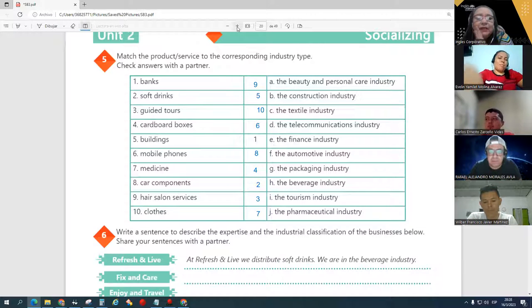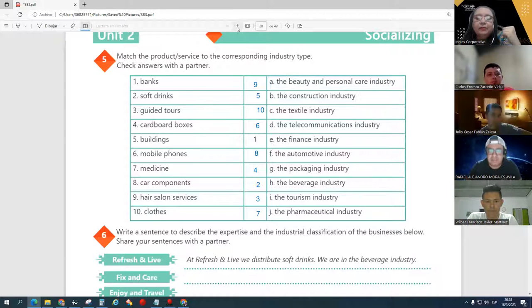Let's see. Number one is done. Number two, what do you think, class? Soft drinks, the beverage industry. That's okay. Yes or no? Yes. What about number three? The tourist industry, guided tours. Yes or no? Yes. Number four, the packaging industry, cardboard boxes. Yes or no? Yes.